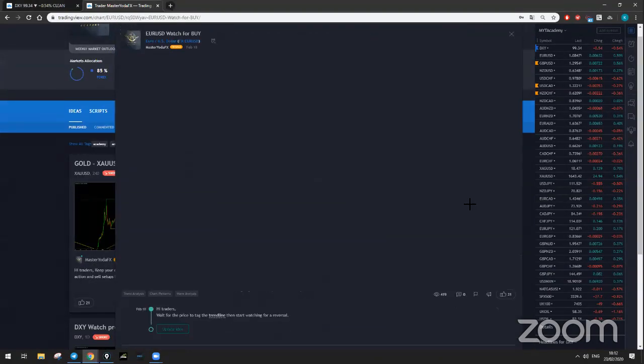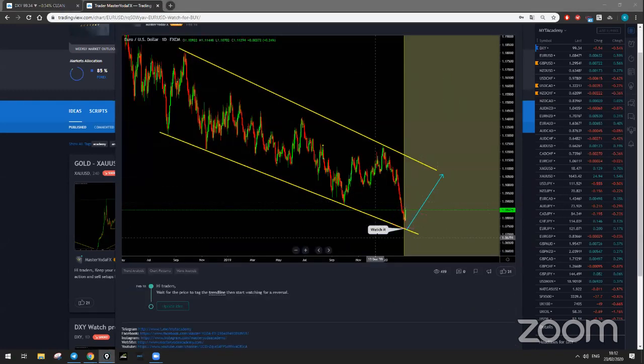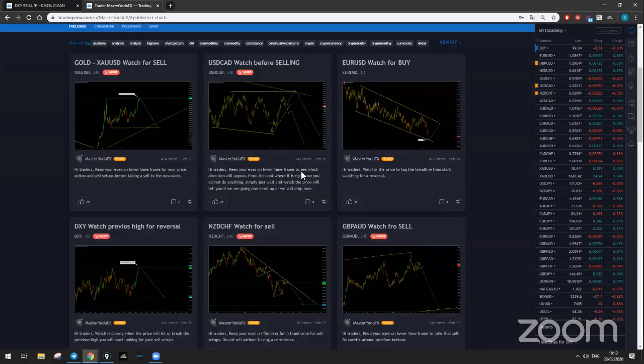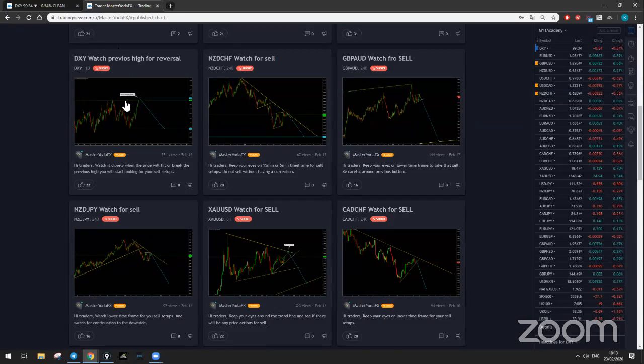USDJPY, we are still watching for a buy, and on Friday we saw some reactions. Now we will be watching it closely for our buy setups. I will go through all those ideas and show them to you one by one, step by step, when I finish those. DXY, watch previous high for reversal.